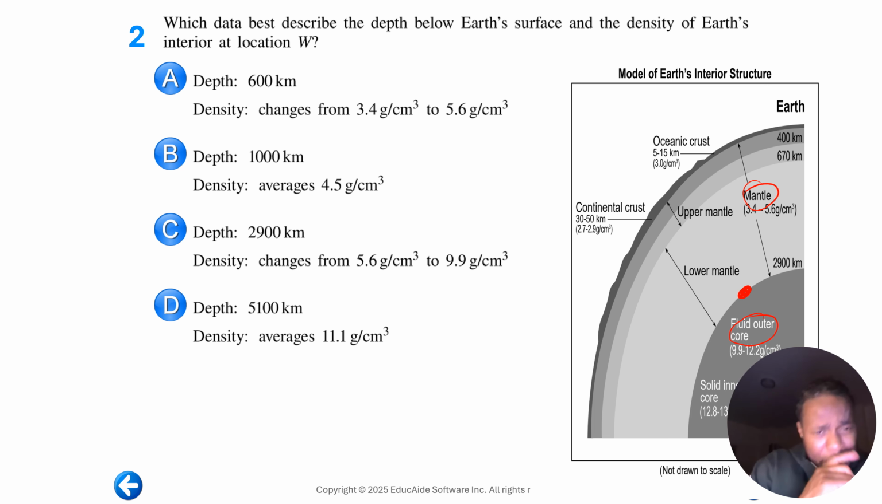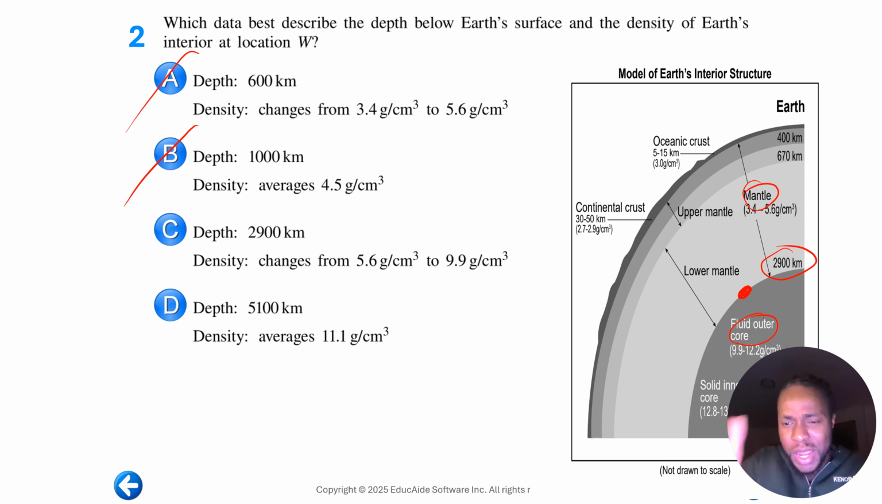So the depth around that would be 2,900 kilometers. 600 kilometers would not work. 1,000 kilometers would not work. C, that sounds like it. 1,500 already, we are going towards the boundary between the outer core and the inner core. That's way too deep, so D is out. So option C seems to be our best answer here, but let's look at the density.